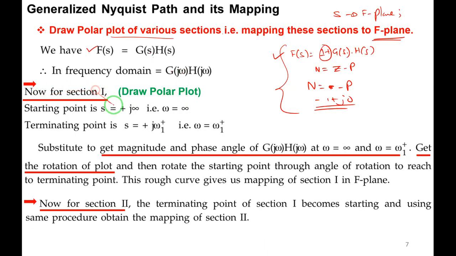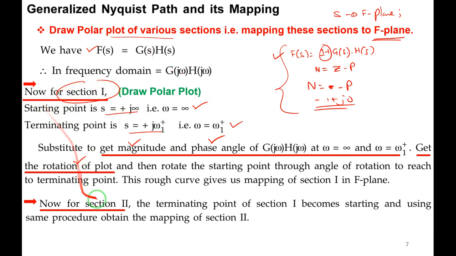For section 1, what is the starting point? S is plus j infinity, and the terminating point S is plus j omega 1. So the starting point of frequency is plus j omega, omega is plus infinity. Then observe this, omega is omega 1 plus. Starting point we came to know, terminating point we came to know. Then we know how to draw the polar plot. Get the magnitude equation, phase equation, get the rotation of the plot, and draw the polar plot for section 1.